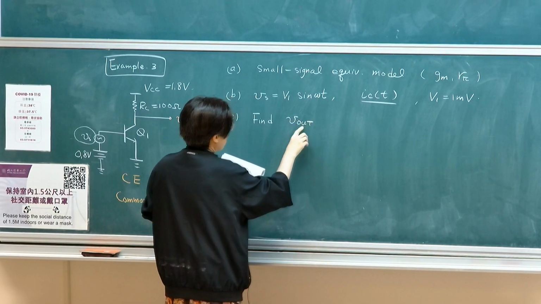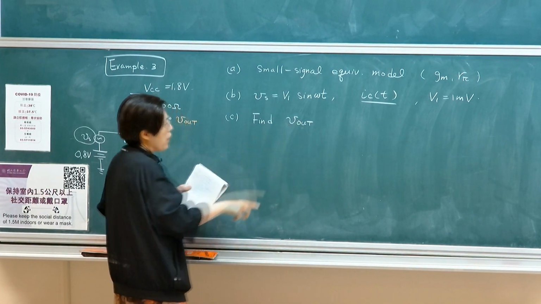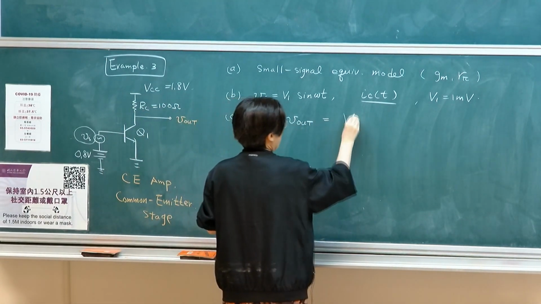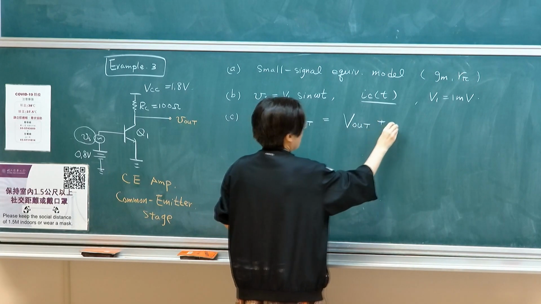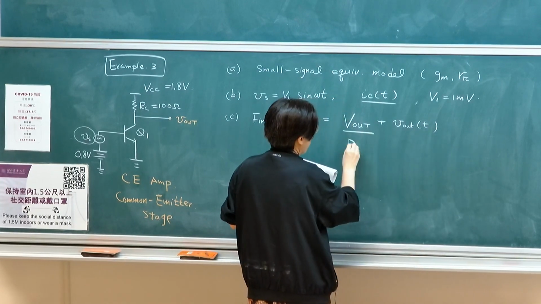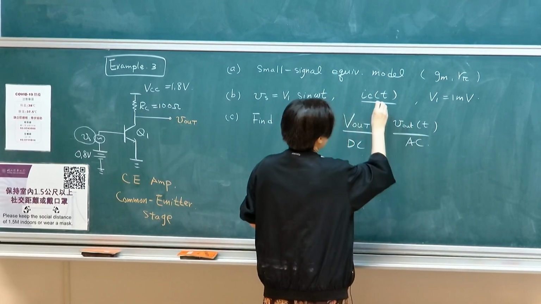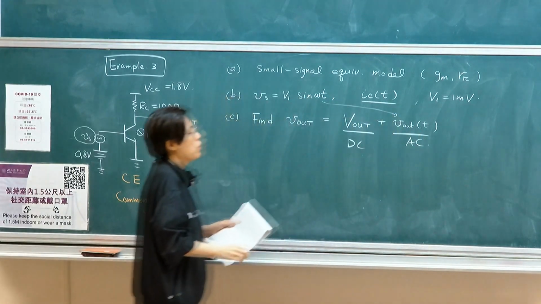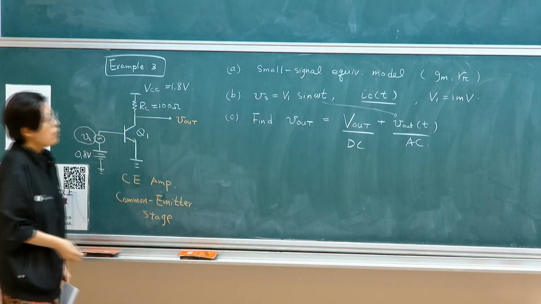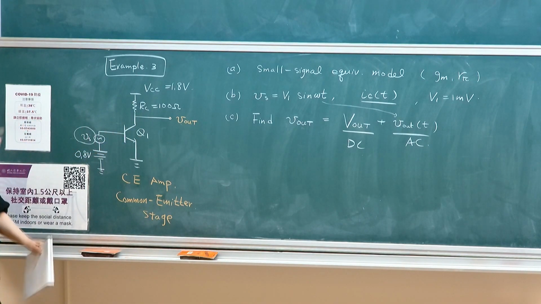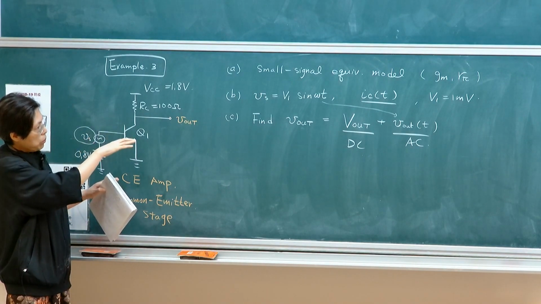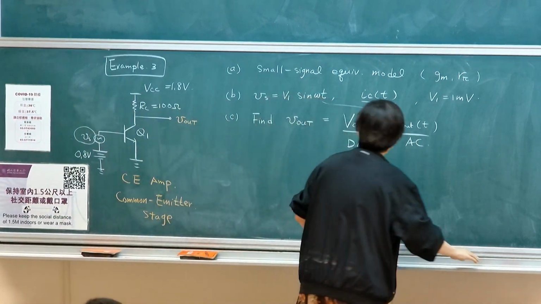The last thing is to ask you to find V out. As I said, because this is lower case with capital case subscript, it contains DC and AC. So this is the DC part. This is the AC part. This will then correspond to your input signal. Okay? So once we establish that, you should be able to follow up with the analysis to get the final answer. So what is the first step?